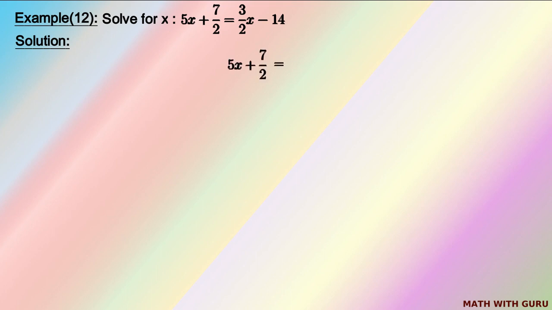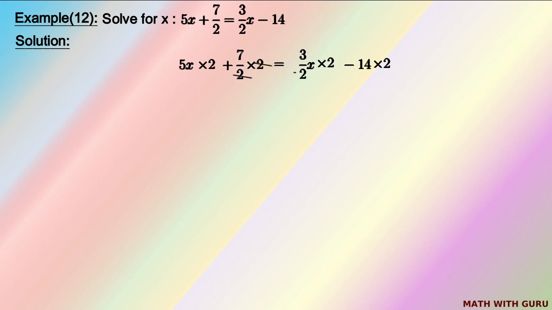Example 12. Solve for x. (5x + 7)/2 = (3/2)x - 14. Here again we have variable on both the sides. How do we solve this? The easiest method is, here we have the denominator 2. Multiply the entire equation by 2, each term by 2, like this.